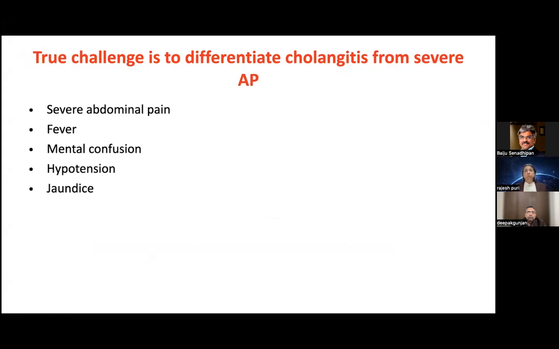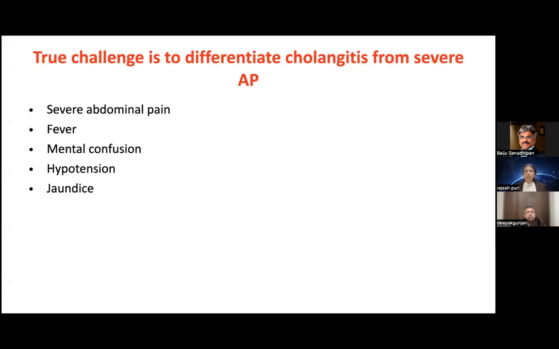It is better to do it within 24 hours, because if you delay, there is a lot of duodenal edema and it is difficult to do the ERCP. And sometimes you worsen the pancreatic necrosis by repeatedly cannulating the pancreatic duct. But what is the true challenge? How to differentiate whether this feature is because of acute severe pancreatitis or because of cholangitis?